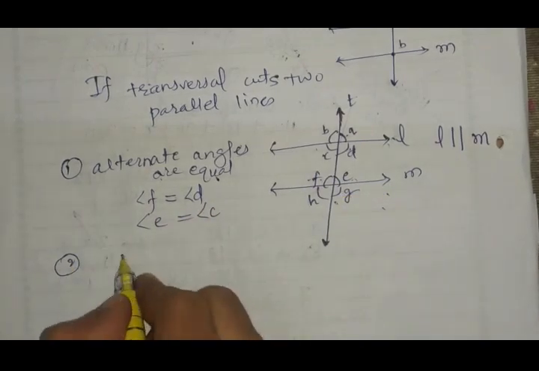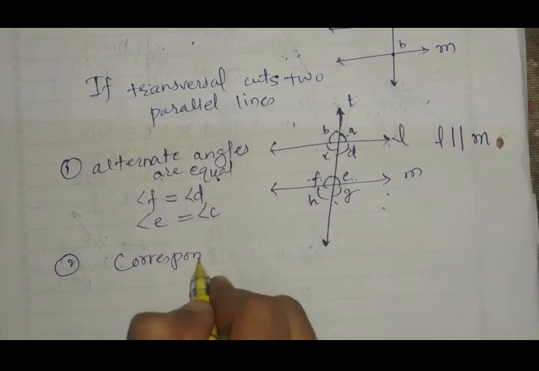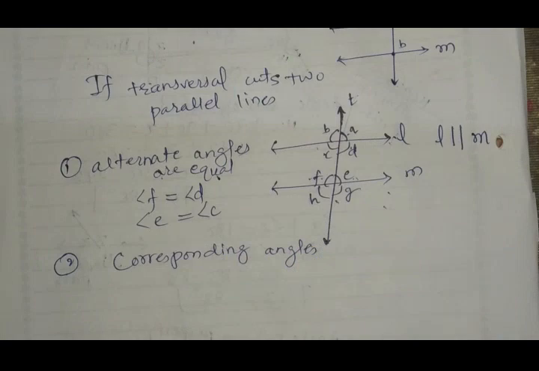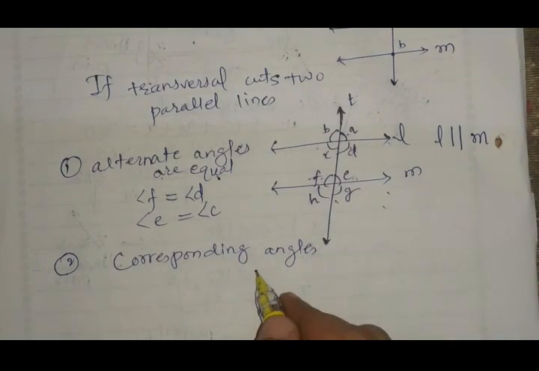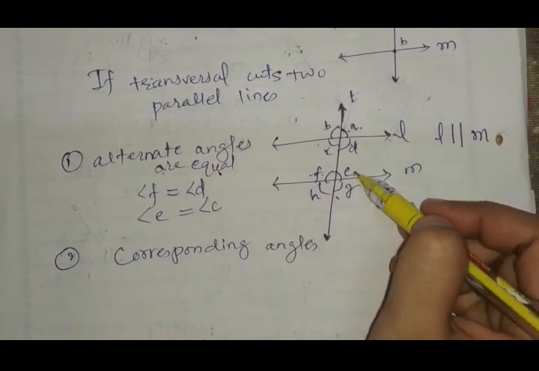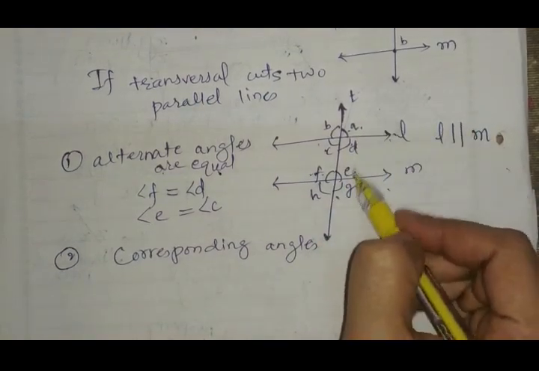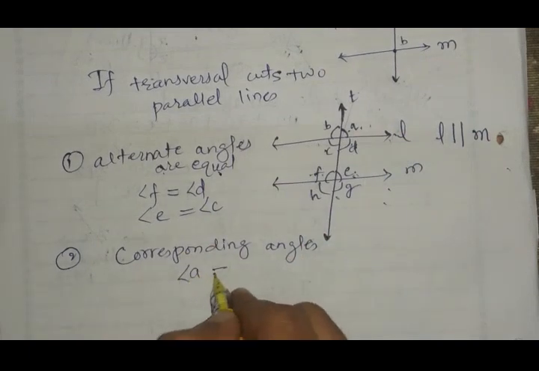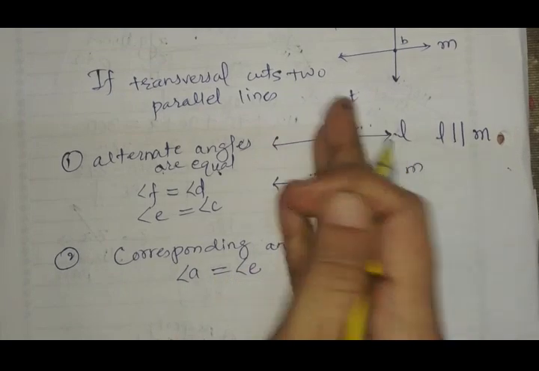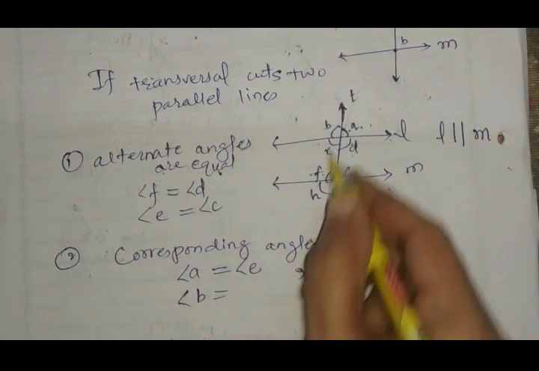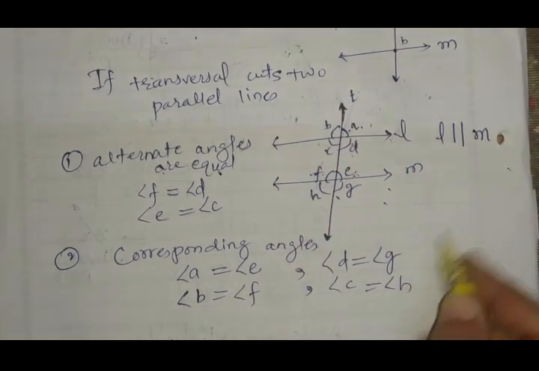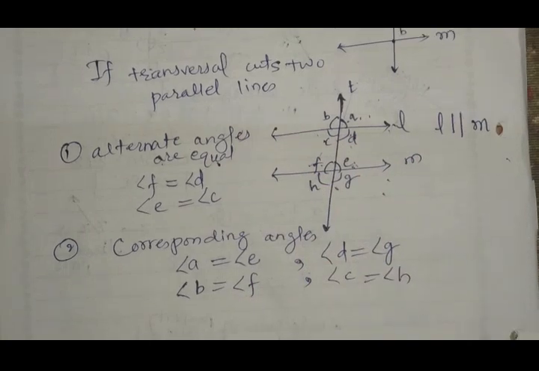Then we are having corresponding angles. Corresponding angles are those angles which lie in the same position, like A and E. They lie on the same side of the transversal and above the parallel line. So angle A is equal to angle E. Another pair is D and G. And if you go this side, we are having angle B and angle F. In the same way, we are having C and H. So these are the corresponding angles.